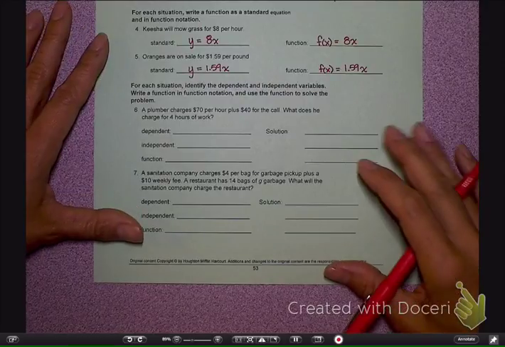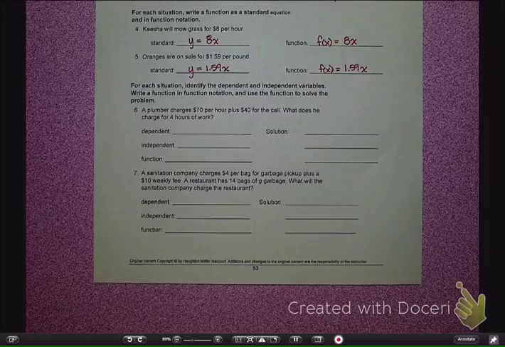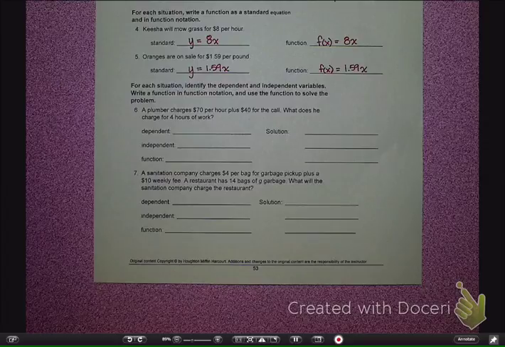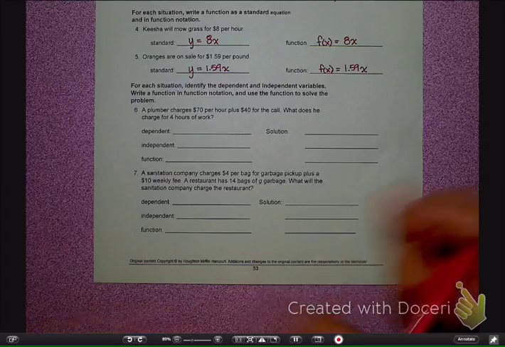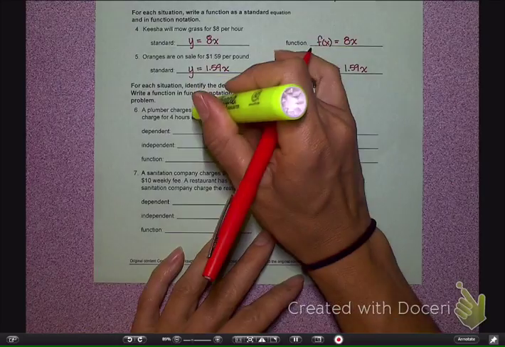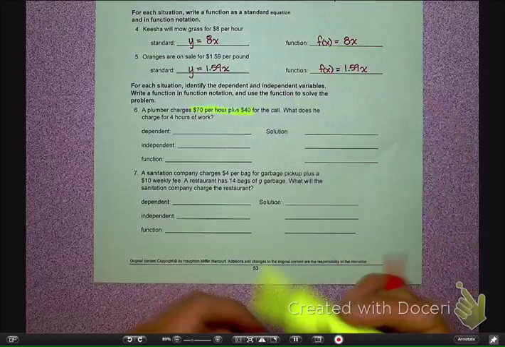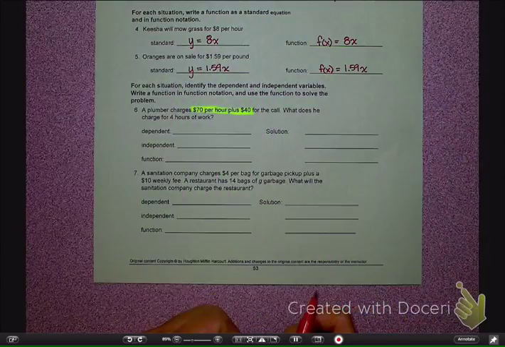Okay, so let's look at the last couple problems. For the next one, it says, for each situation, identify the dependent and independent variables. Write a function in function notation and use the function to solve the problem. So the first problem: a plumber charges $70 per hour plus $40 for the call. So 70 per hour plus 40, right? What does he charge for 4 hours of work?